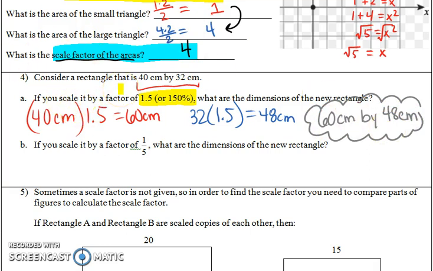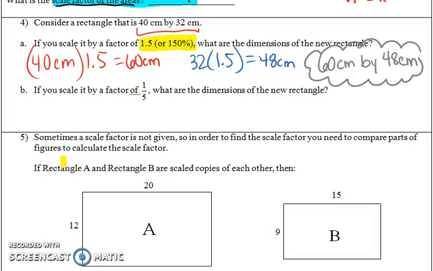With your groups, why don't you complete this note sheet, and I will come around and answer questions, but you should have a solid foundation on how to solve for scale factors and how to apply them.